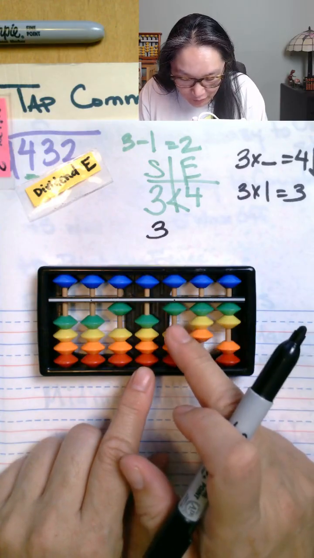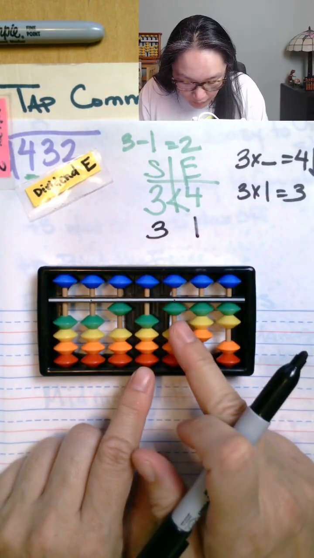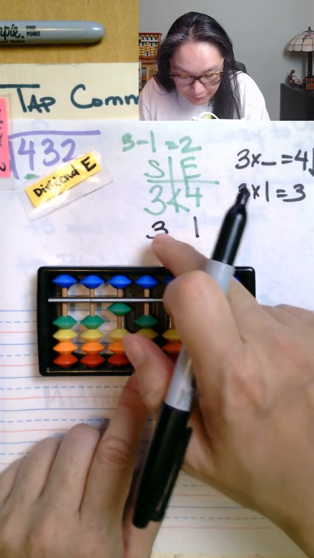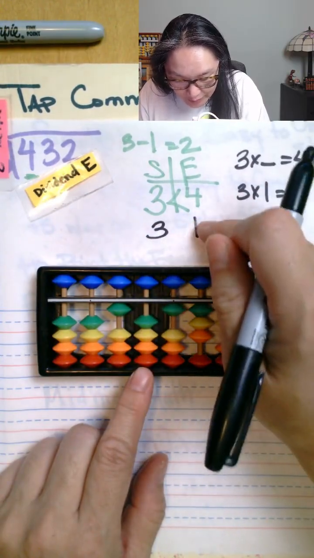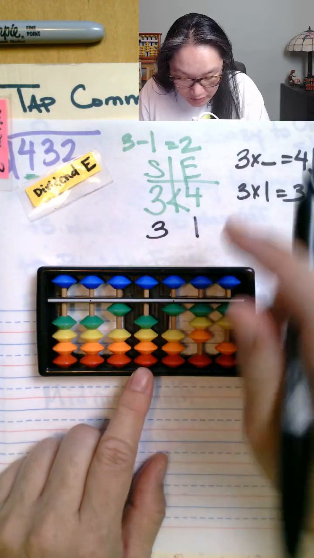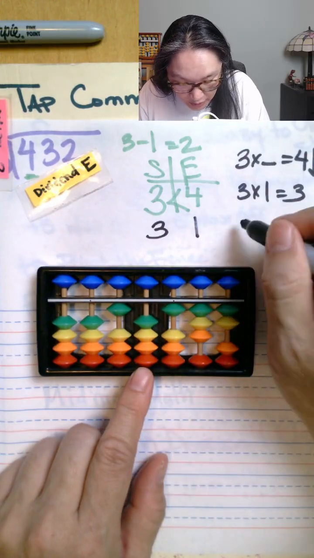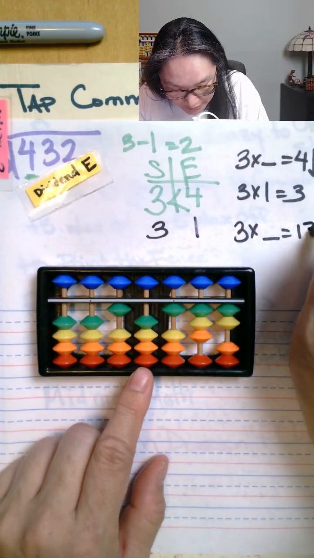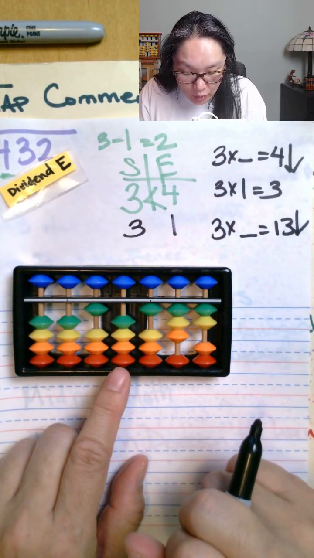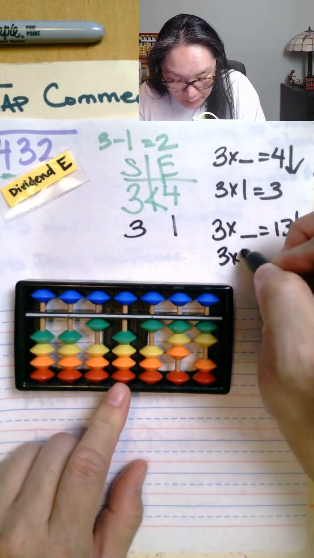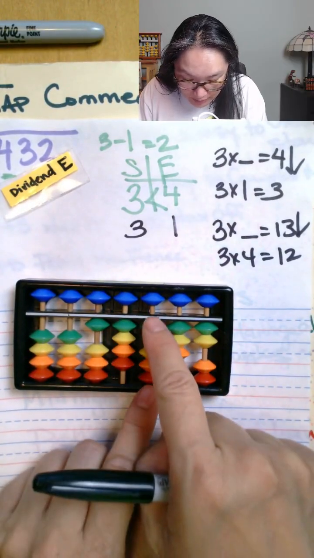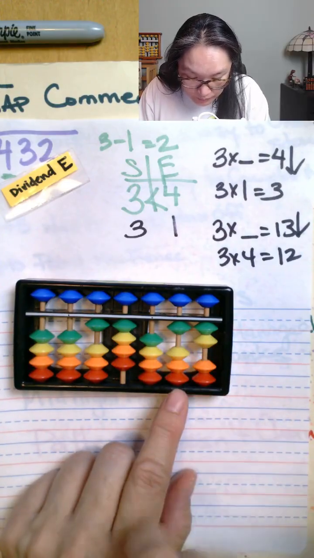So 1. So the question is who is bigger? The divisor or the dividend? My divisor is bigger. So if my divisor is bigger, I know I need to look at these two columns, these two digits. So instead of 1, I got to do 1 and 3. So 3 times what is equal to 13 or less? 3 times 4 is equal to 12. So I add my 4, and I take away 1, and I take away 2.